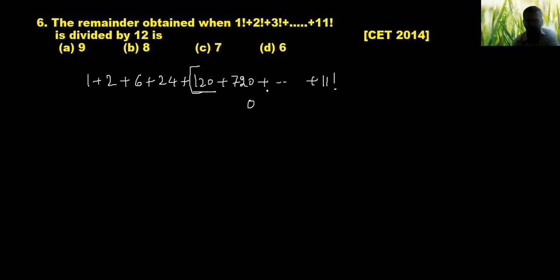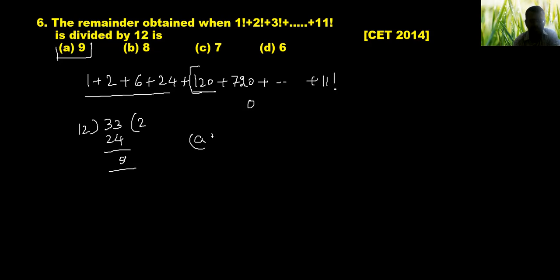So we don't bother about those. We have to consider only the first 4 terms. Add them: 1 plus 2 is 3, 3 plus 6 is 9, 9 plus 24 is 33. So this 33, when you divide by 12, 12 twos are 24, means 9 is the remainder. The question is when you divide by 12, what is the remainder? So remainder is 9. Therefore, question number 6, option A is the answer.